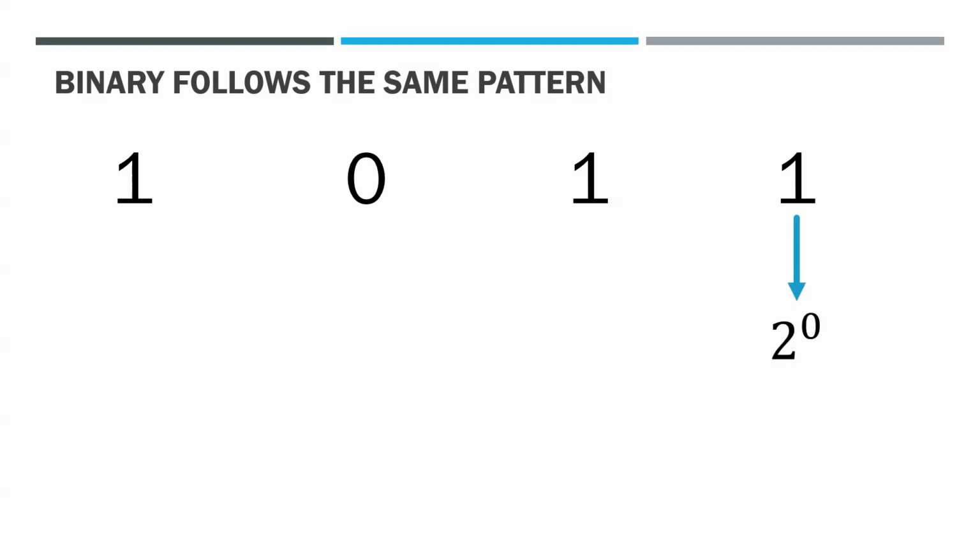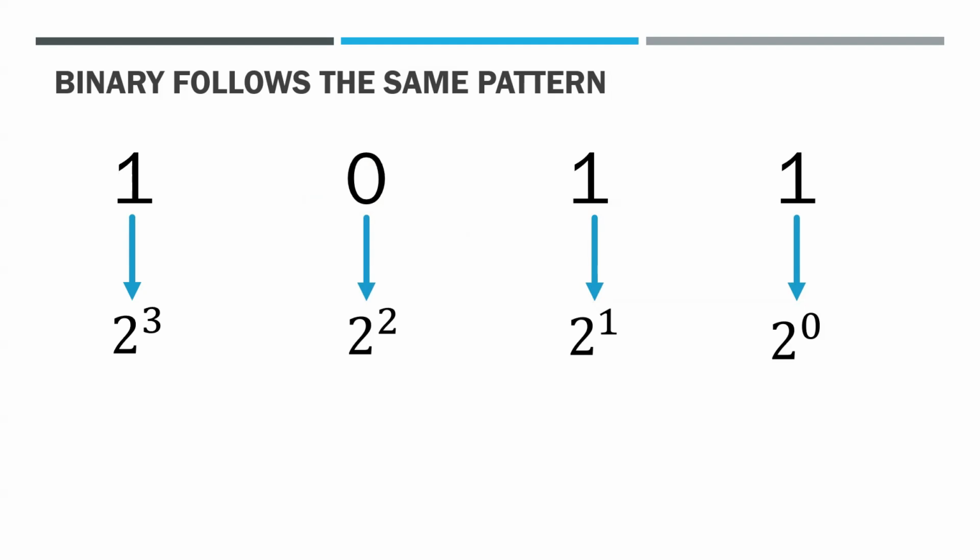So that 1 all the way on the right here, that's the ones place, right? I mean, 2 to the 0. So instead of 10 to the 0, this is now 2 to the 0. Binary is base 2, as we say. And so that makes this next position right here be 2 to the first. And then just following the pattern, the next digit over here is 2 to the second and 2 to the third, and so on.